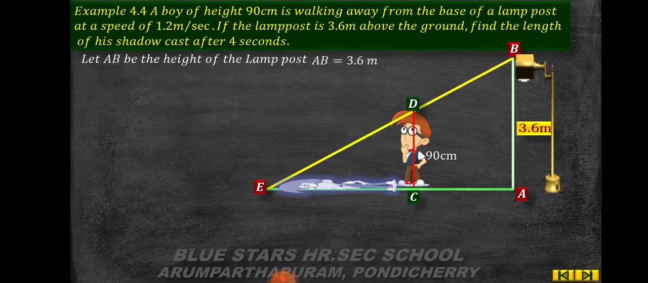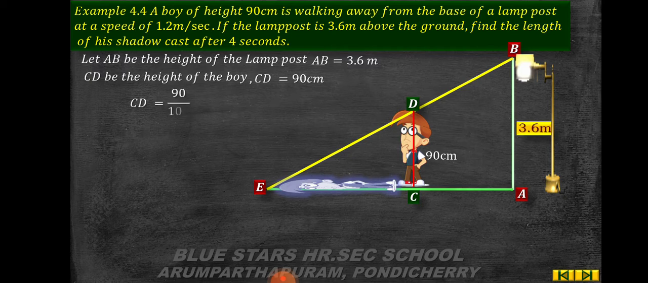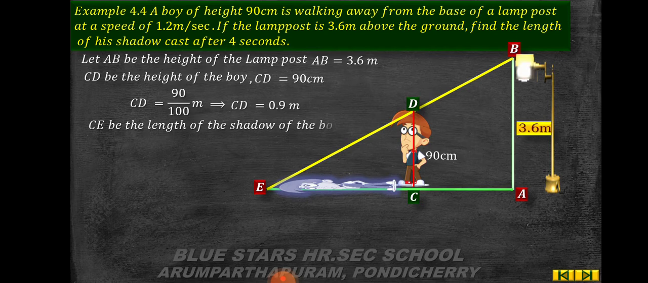Let AB be the height of the lamppost, AB is equal to 3.6 meters. CD be the height of the boy. CD is equal to 90 centimeters, CD is equal to 90 by 100 meter, which implies CD is equal to 0.9 meter. Let CE be the length of the shadow of the boy.